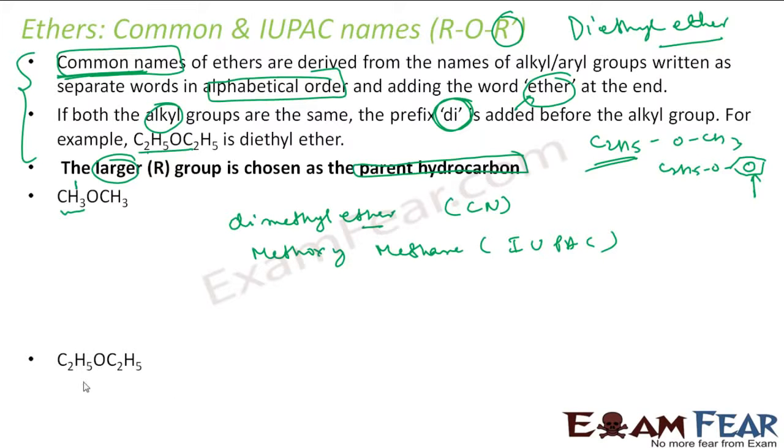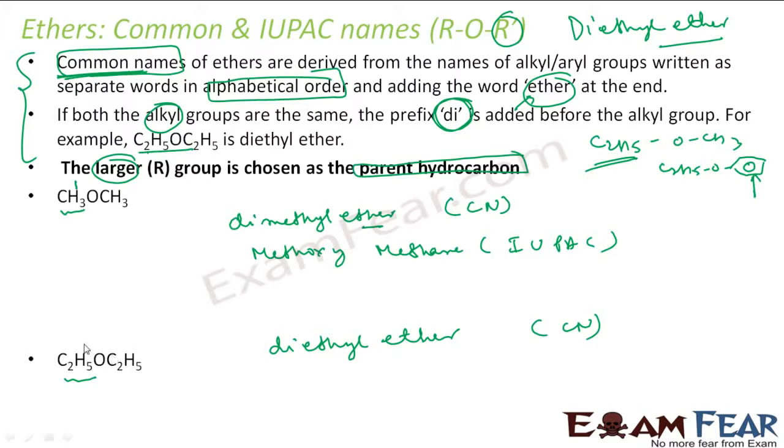We'll take one more example. So here if you see both are same, you can take any of these as the parent one. So if we want to write the common name, both are same, so I'll use this word di, and both are ethyl, 2 carbon. It will be diethyl ether. That will be my common name.